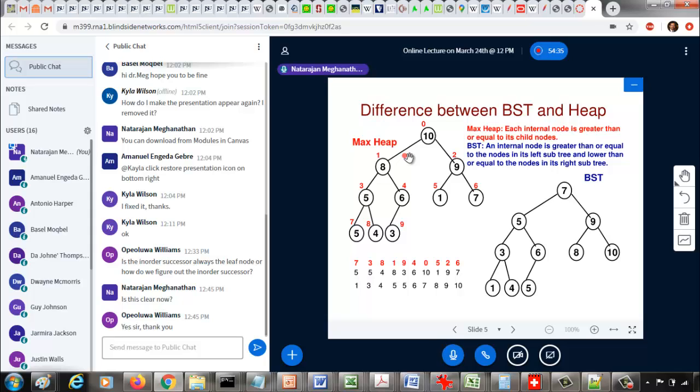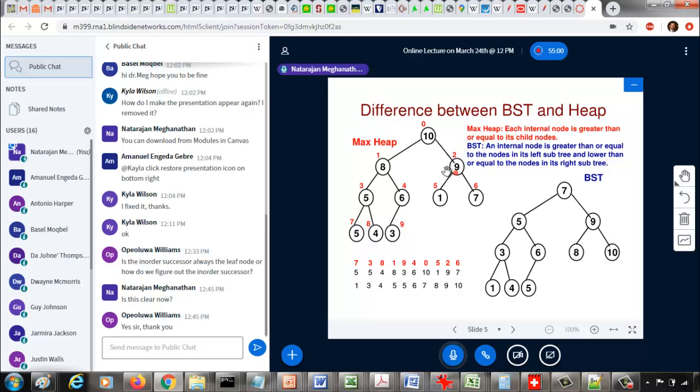So again, let me repeat: in a binary search tree, the rule is the data for every internal node should be greater than or equal to the data of its left child and less than or equal to the data of its right child. That's a binary search tree. Whereas for a max heap, the data of an internal node should be greater than or equal to the data of both its child nodes.